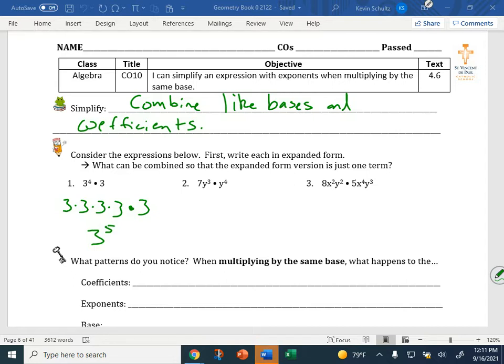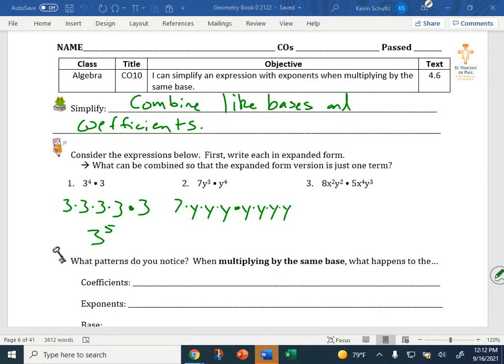7y cubed times y to the 4th. Well, 7y cubed, that's 7 being a coefficient, so there's only one of them. But then y times y times y, right? 7y cubed in expanded form. And then y to the 4th is 4 more y's. How can I write that as one expression? Simplify it. Alex? Adam? Oh, my apologies.